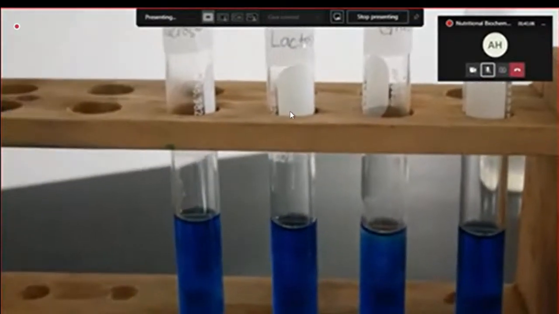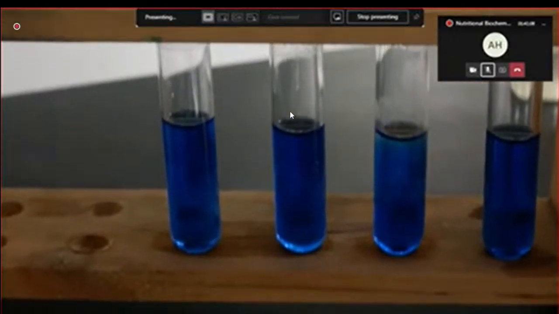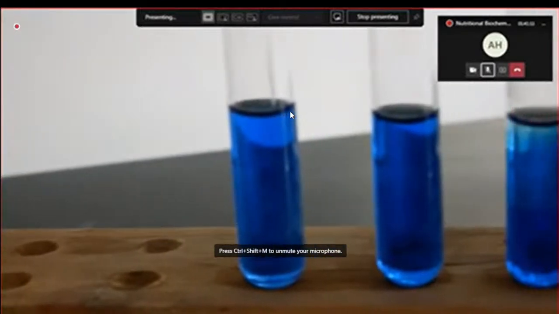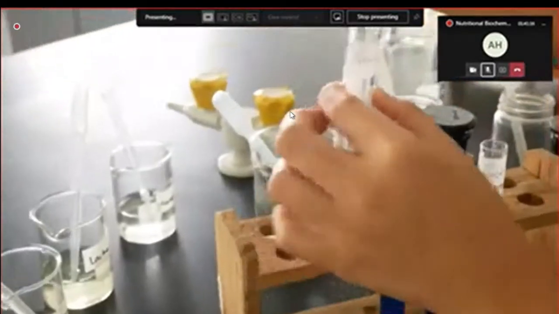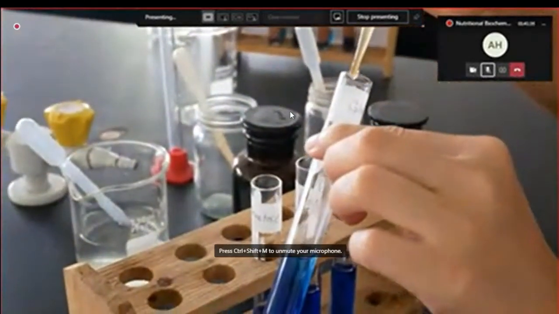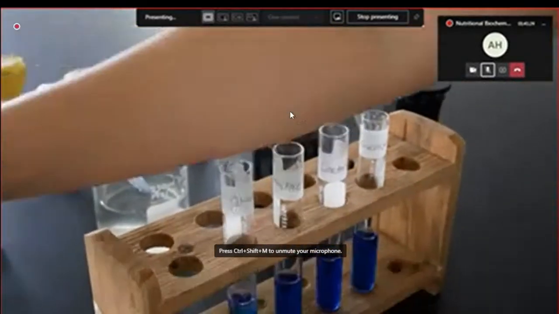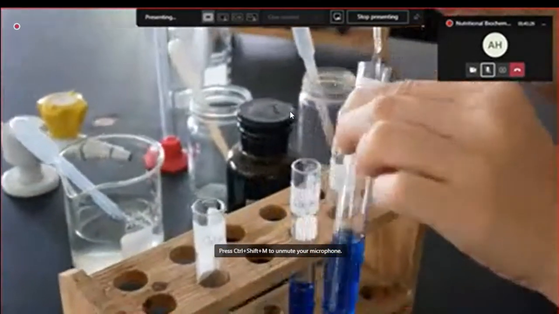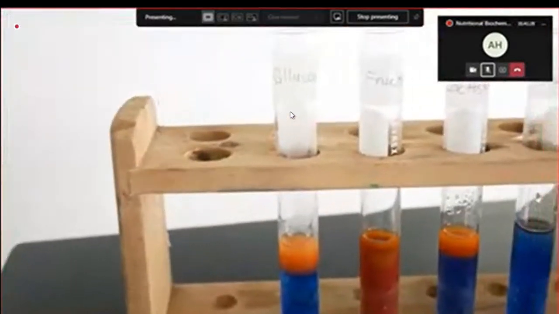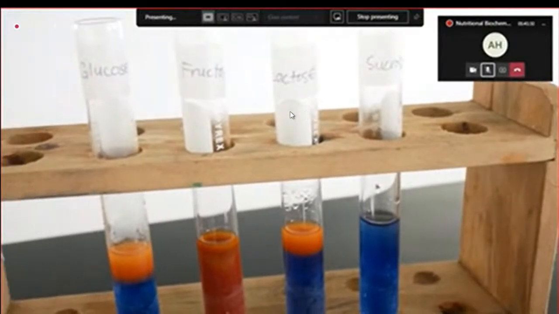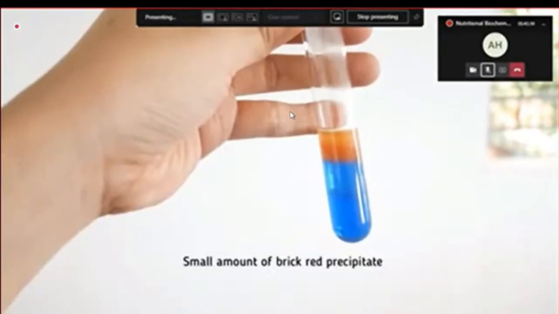If the solution remains blue or clear blue, we are going to add 8 drops of each of the sugar solutions to each of the test tubes, and then boil the 4 test tubes with the sugar solution again for another 2 minutes and note the changes in the solution. And these are the results after 2 minutes in the boiling water bath. Here are the close-up results.